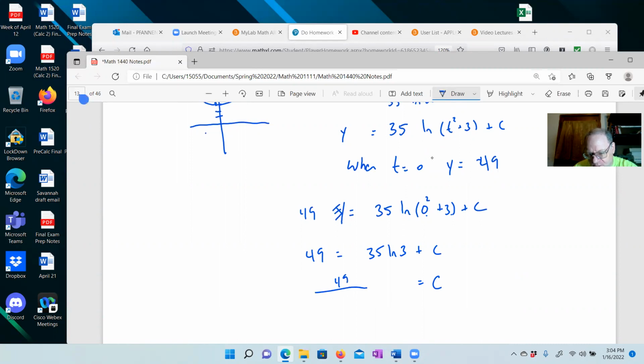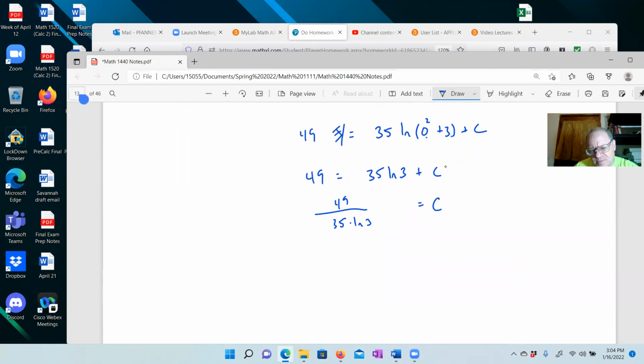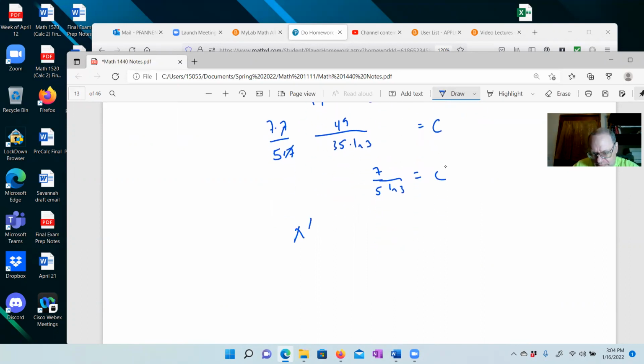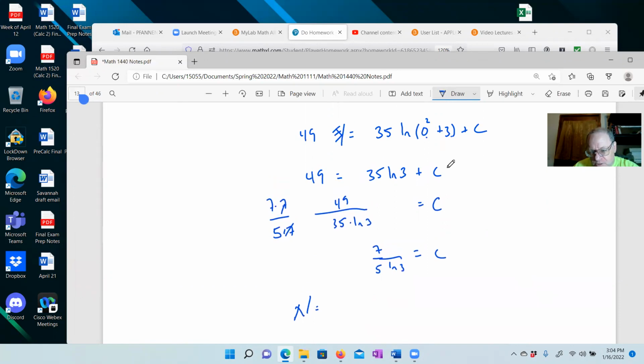C is equal to 49 divided by 35, natural log of 3. And what's 35? Isn't it 5 times 7? 49 is 7 times 7. So that'll cancel. So we get 7 over 5 natural log 3 is equal to c. So our function n is equal to 35 natural log of t squared plus 3, plus, what's c? 7 over 5 ln 3.